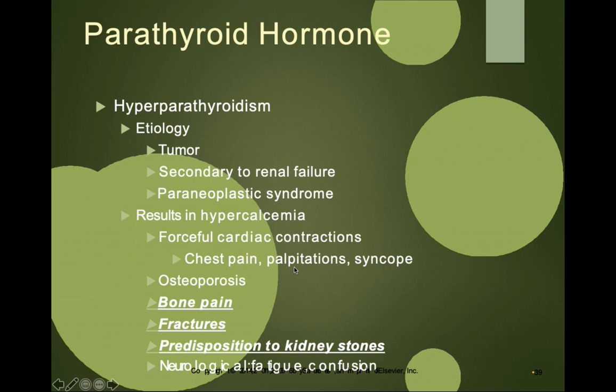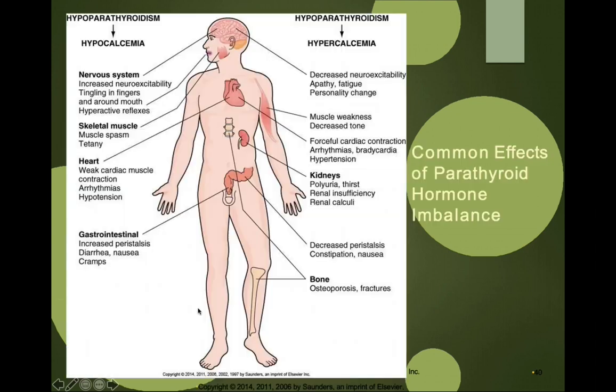If there is increased calcium in the blood, that can result in osteoporosis because we don't want it in the blood, we want it in the bone. So that means you have bone pain, you have increased fractures, and if there's increased calcium in the blood, you can form kidney stones as a result. There could be neurological issues, there could be fatigue, there could be confusion.